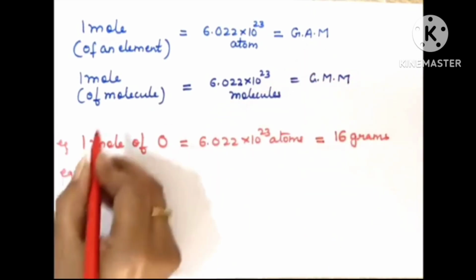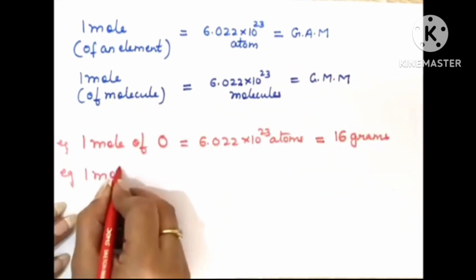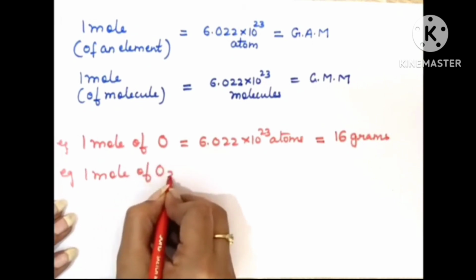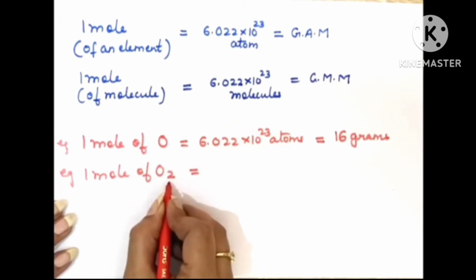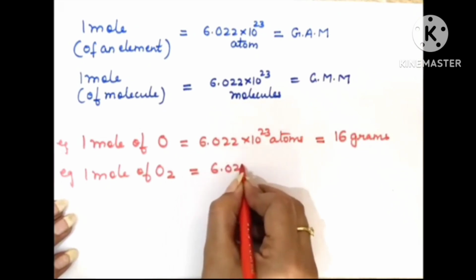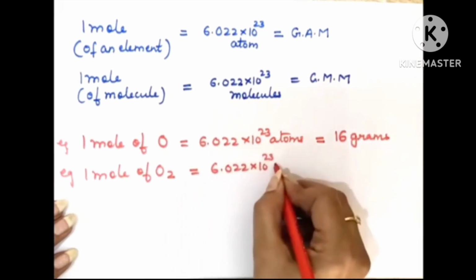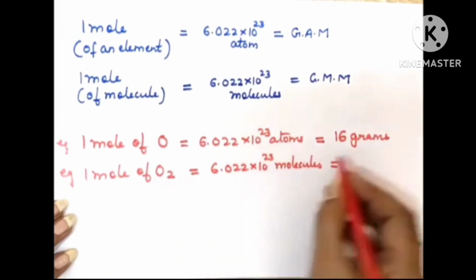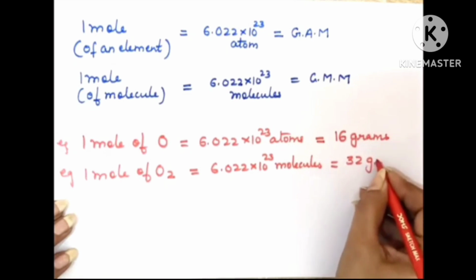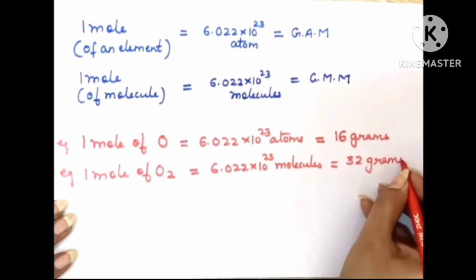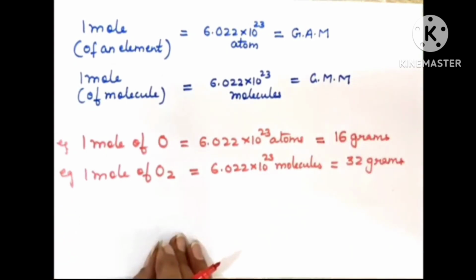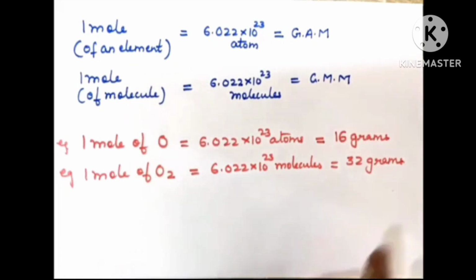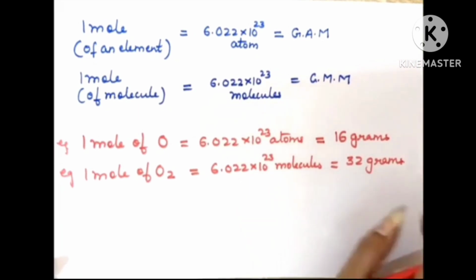Now next is 1 mole of molecules. If we take 1 mole of oxygen molecules, I am writing O2, that means it is a molecule. In this there will be how many molecules? These many molecules. And the mass of this is 16 × 2, that is 32, and the unit we write is grams. So this is the difference between atoms and molecules, and these masses, gram atomic mass and gram molecular mass, and we have learnt how to calculate the molecular mass.